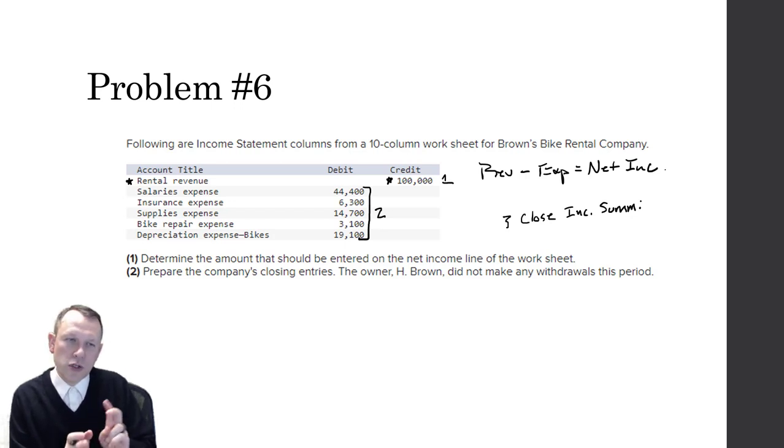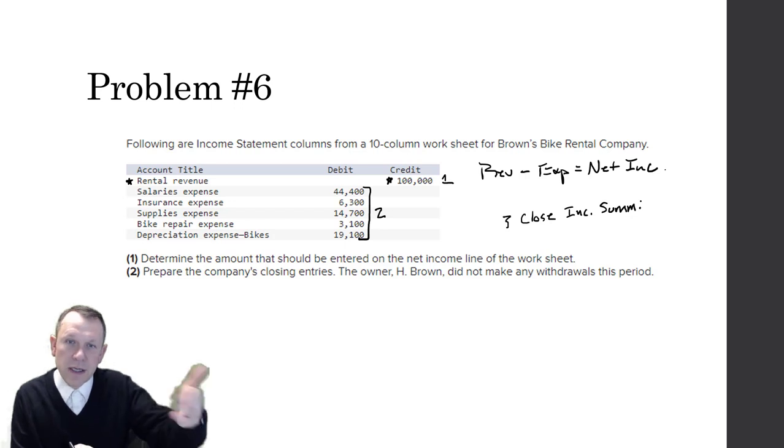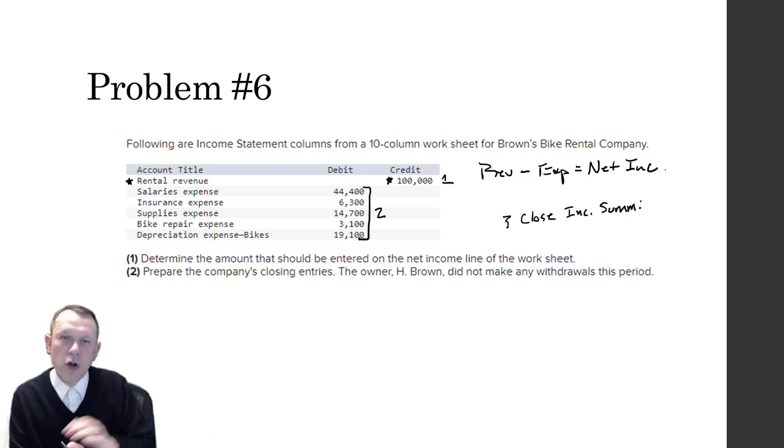So step number one, we're closing revenue, that one revenue account. So debit revenue, credit our income summary. Step number two, we're going to close our expense accounts, which means we're going to have to credit all of our expenses, each one individually, right? Our debit, though, will be income summary there, and it'll be the sum of all those expenses, which we already calculated as part of our net income calculation.